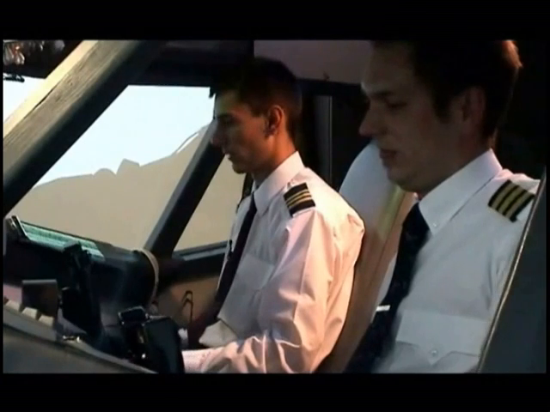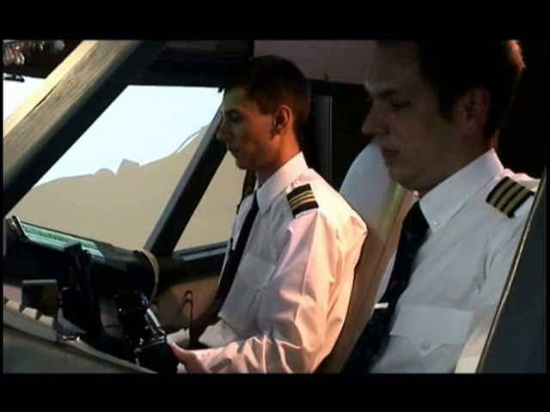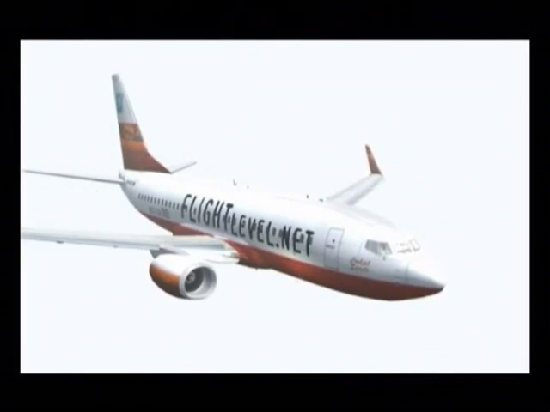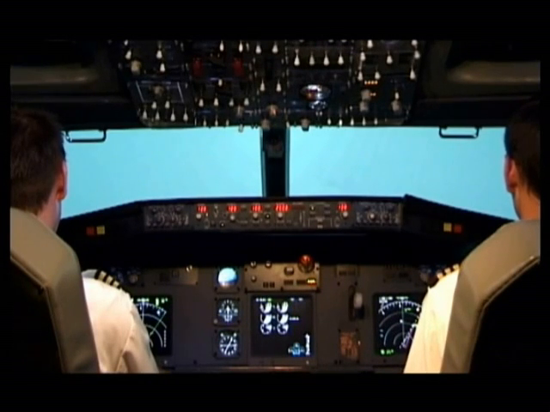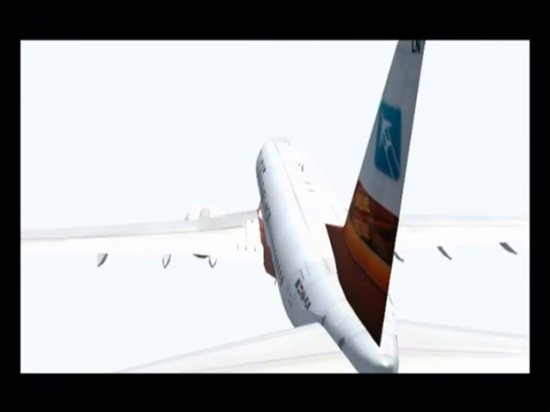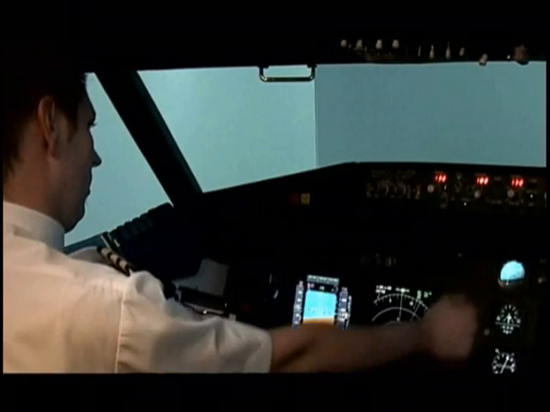Our pilots are now flying a Cat 3B approach to runway 13 left at Ferihegy Airport, Budapest, Hungary. Flaps 5.